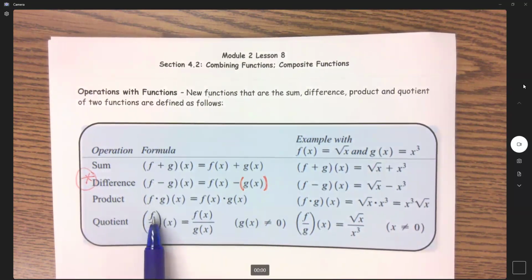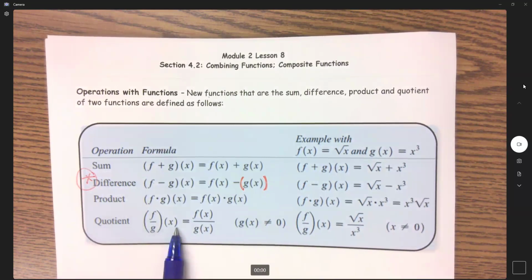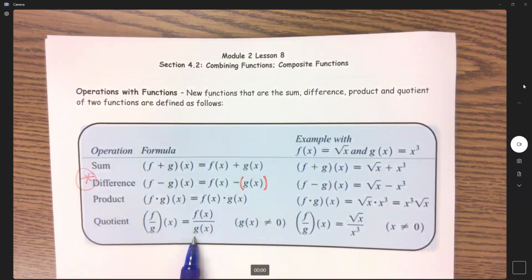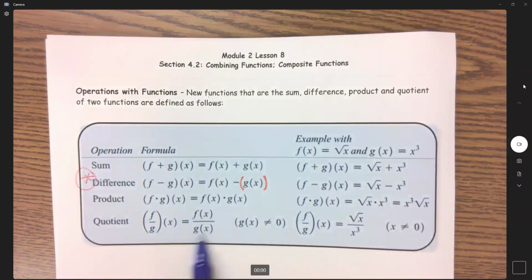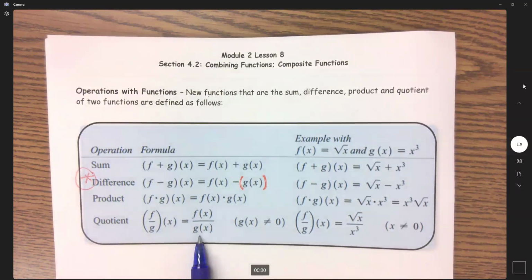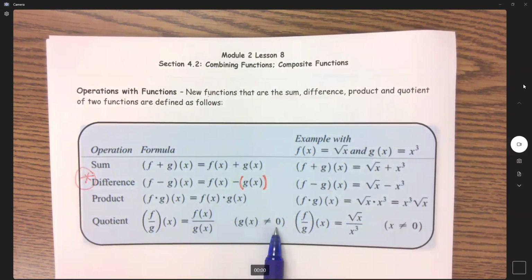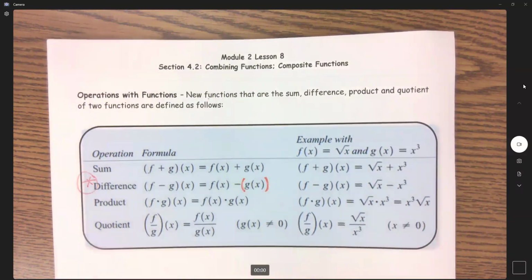And then the quotient is f over g of x equals f of x over g of x, where we remember from our mathematical commandments of domain, or I don't remember the name of it, but you know what I'm talking about, hopefully anyways. One of those mathematical commandments of domain was that thou shalt not divide by 0. And so that's why my g of x here cannot equal 0.